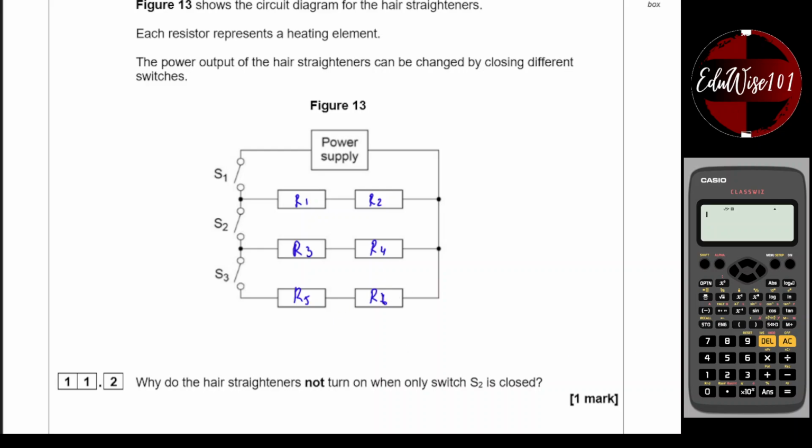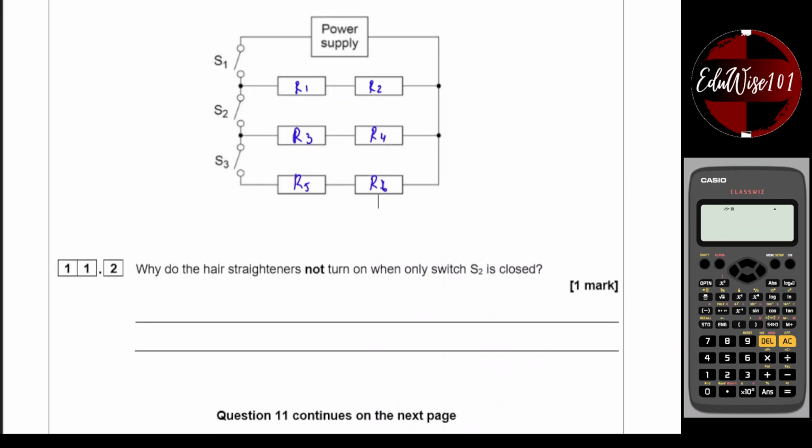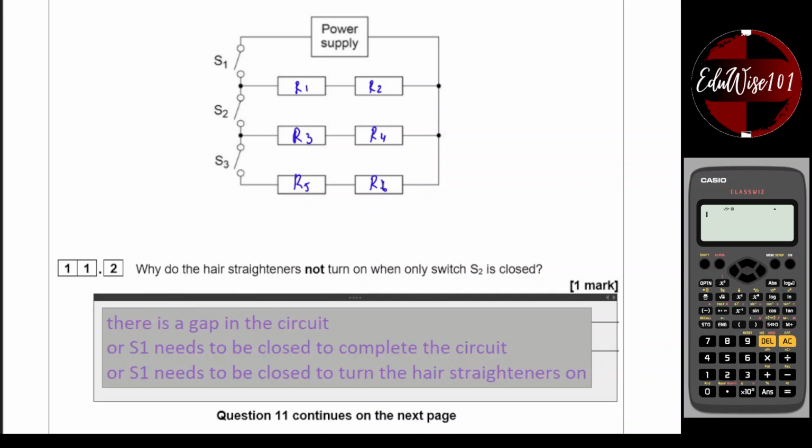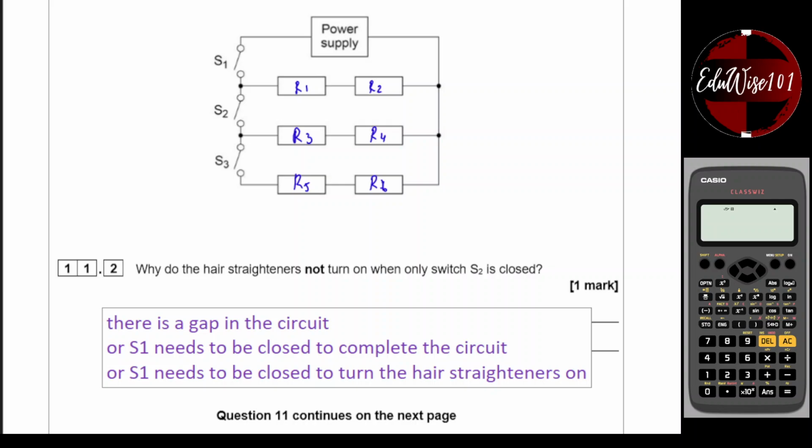Why do the hair straighteners not turn on when only switch 2 is closed? Now, if you close switch 2, switch 1 is still open. That means the circuit is not complete. So you could say the circuit is not complete, or there's a gap in the circuit, or you could say S1 needs to be closed. So any of the following answers is correct: there's a gap in the circuit, or S1 needs to be closed to complete the circuit, or S1 needs to be closed to turn the hair straighteners on.